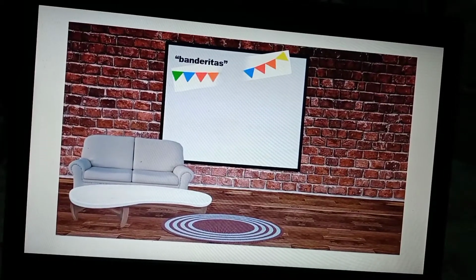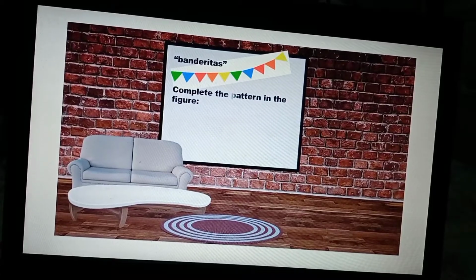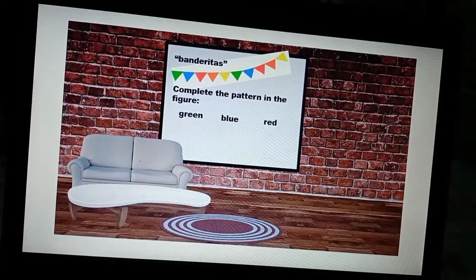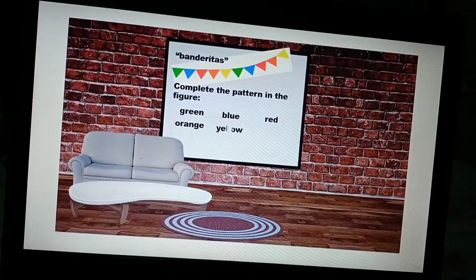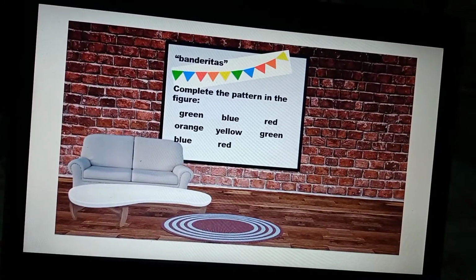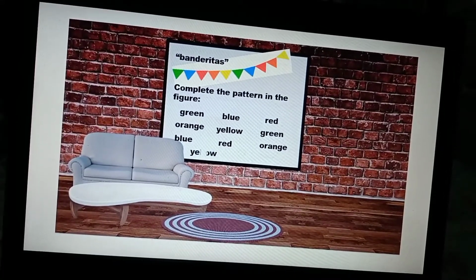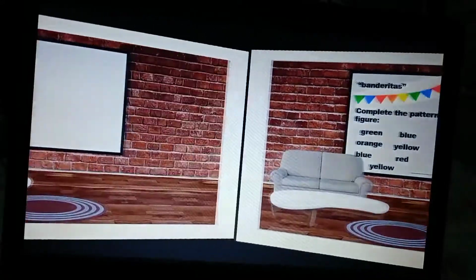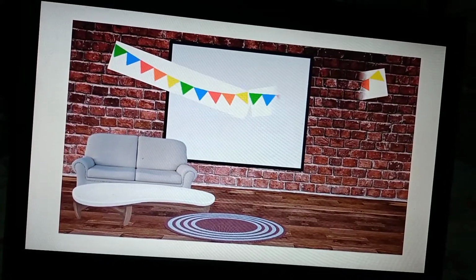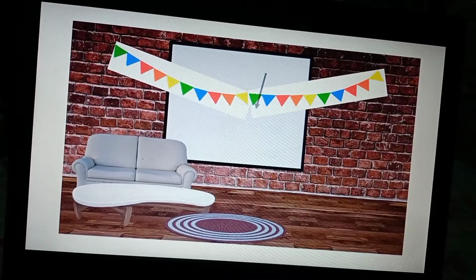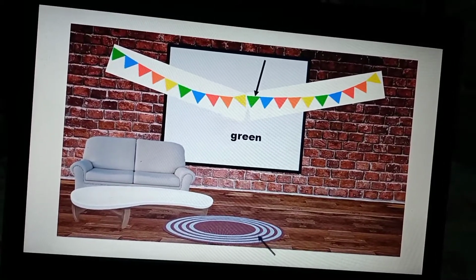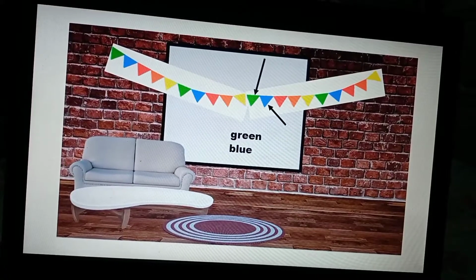Let's consider these banderitas. Complete the pattern in the figure made by the banderitas. Green, blue, red, orange, yellow, green, blue, red, orange, yellow. What will be the color after yellow? Extending the banderitas, we can now see that after yellow is the green, followed by the blue, and so forth and so on.